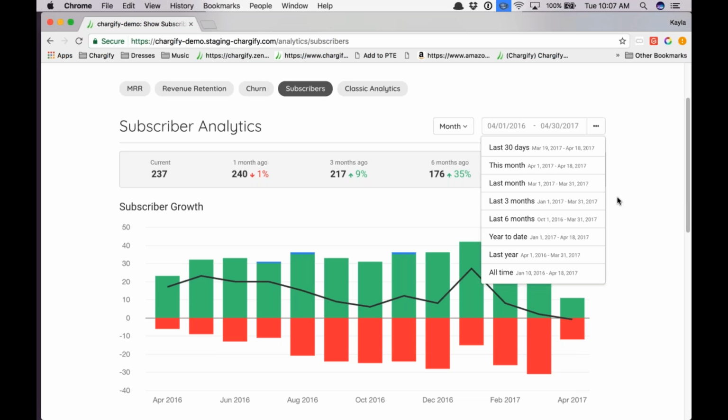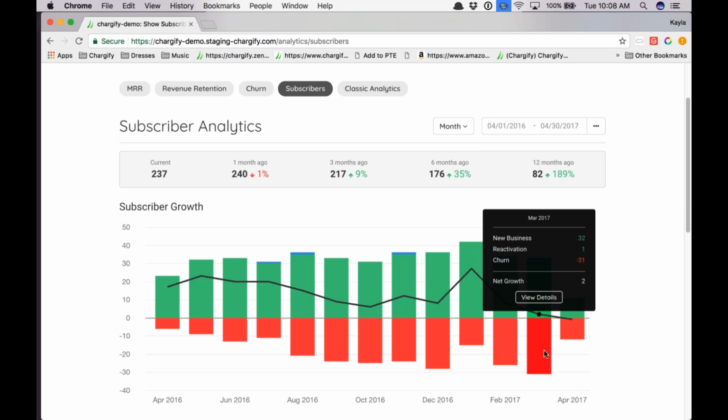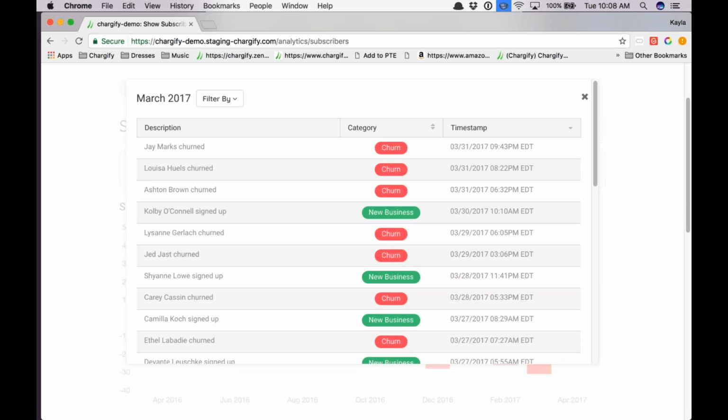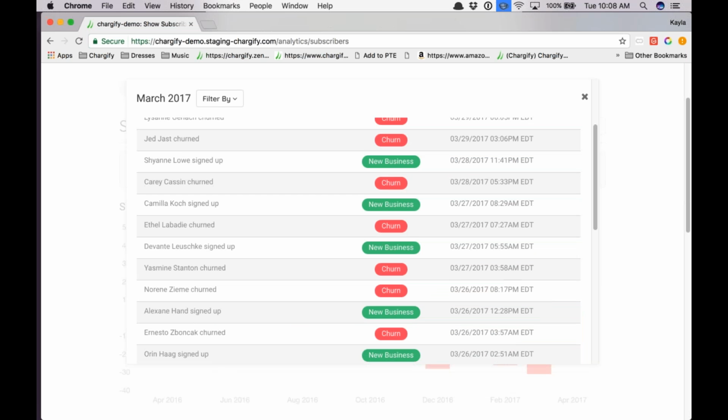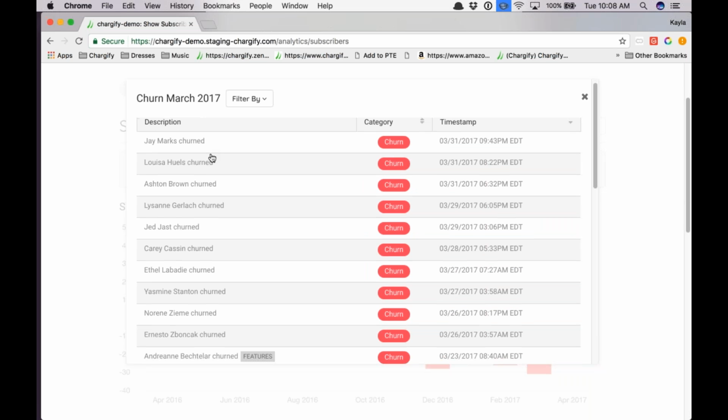If I wanted to get into this report, I noticed that in the month of March, I had quite a bit of churn. So if I wanted to dig around in here and see if maybe there was some sort of issue that could give me some insight as to why there was so much churn in this month.